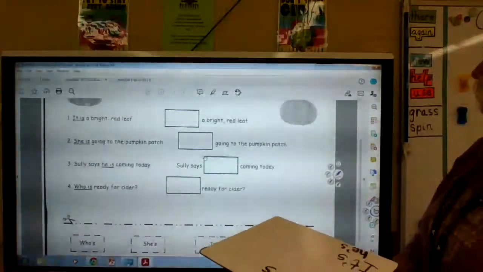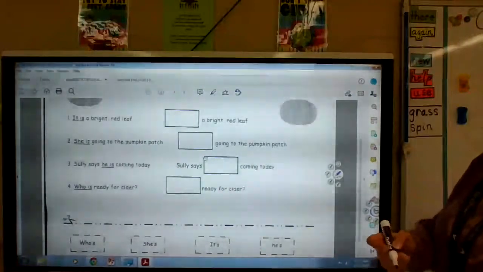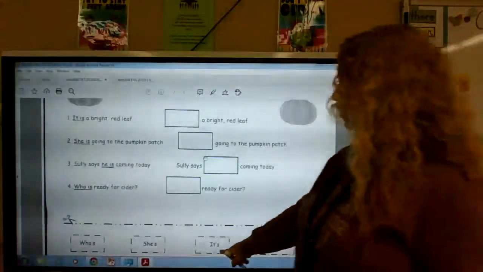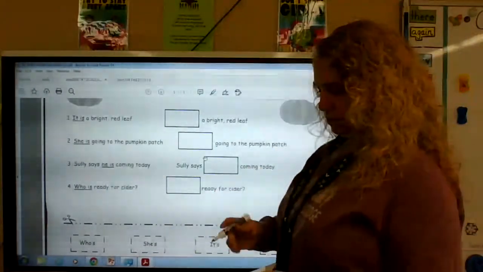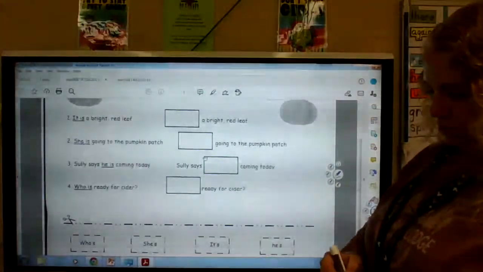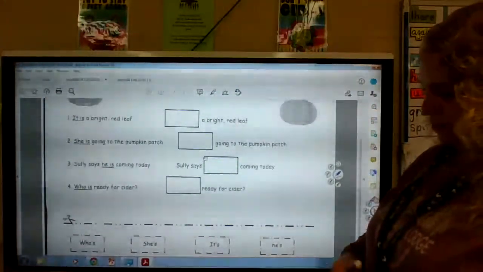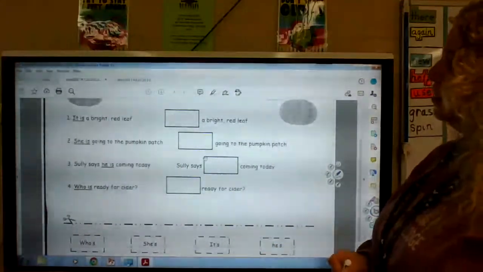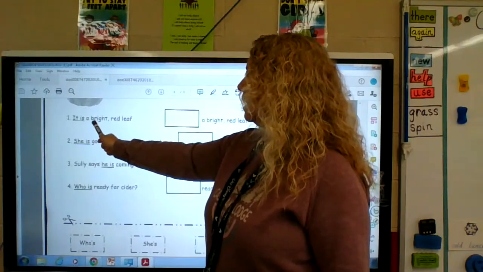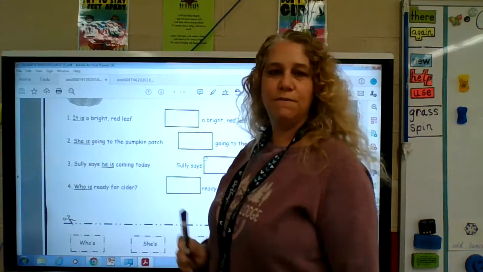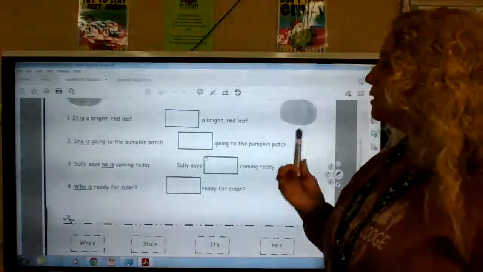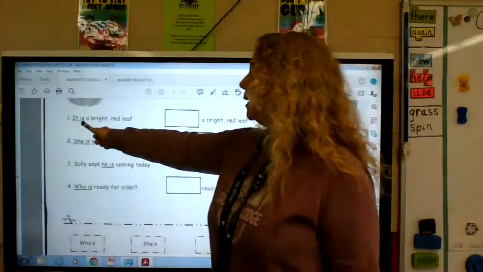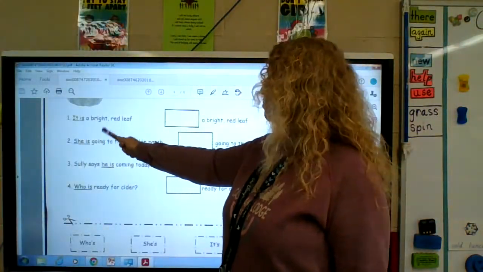Okay, so now we're going to read our sentences, and we have to figure out which word goes into each box. So we're going to glue the words you cut out into these. Okay, so the first one says, it is a bright red leaf. It is. Well, what does it is? What is that contraction? If we make it a contraction, what does that become? It is a bright red leaf.